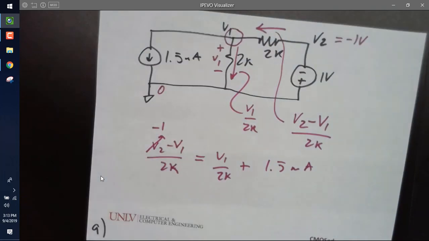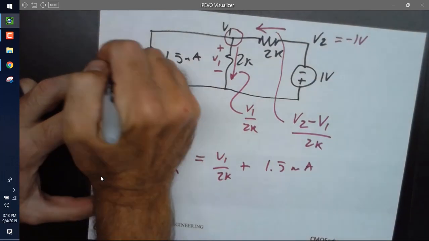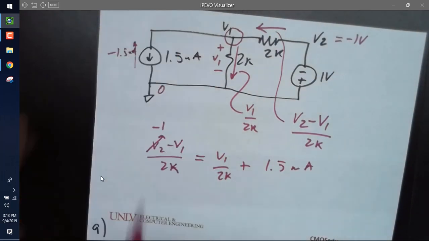Someone had a question back here. I can pick the currents and voltages any way I want. I could say, hey, I don't like that current going this way. I want the current going that way, and there would be minus 1.5 milliamps. All right.